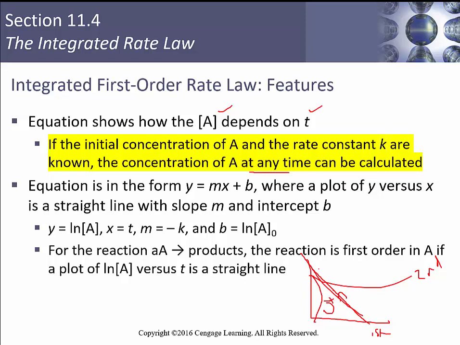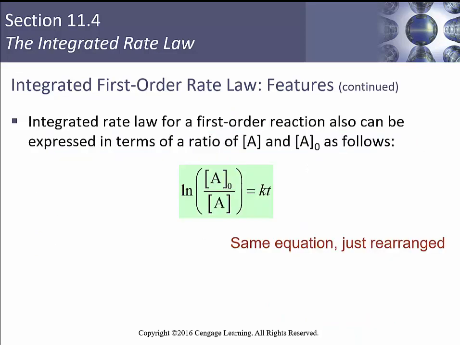So if you plot the natural log of A versus time and you get a straight line out, that's one of the ways that you know you've got something that is first order with respect to A. So this is that second type of experiment where you collect a lot of data and figure out graphically which reaction order you've got.